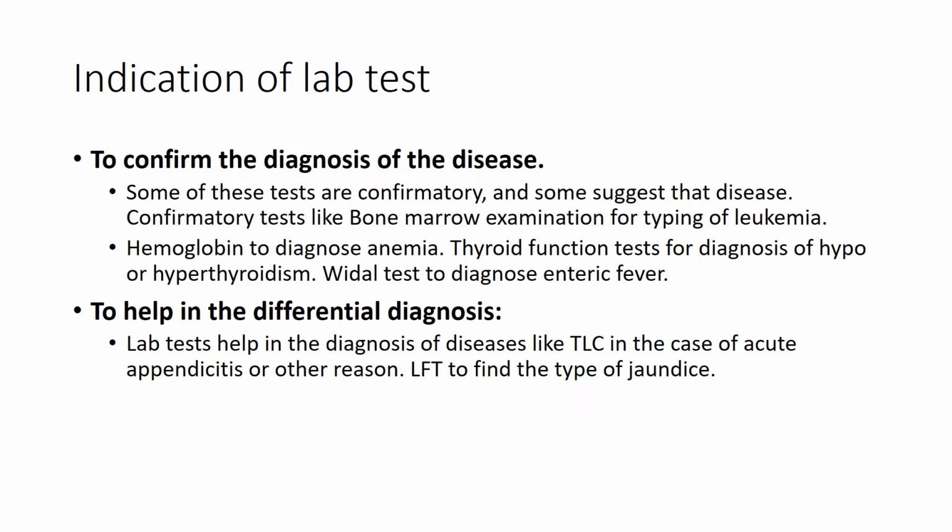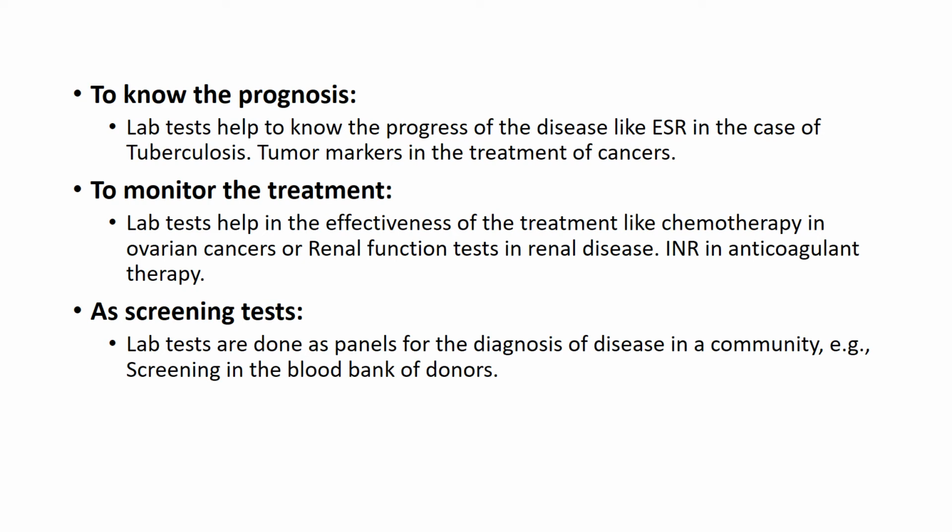The second indication for lab tests is to help in the differential diagnosis. Lab tests help in the diagnosis of diseases like TLC in the case of acute appendicitis or other reason. Liver function test is ordered in order to find the type of jaundice. The next indication for lab tests is to know the prognosis. Lab tests help to know the progress of the disease, like erythrocyte sedimentation rate in the case of tuberculosis. Tumor markers are prognostic in the treatment of cancers.